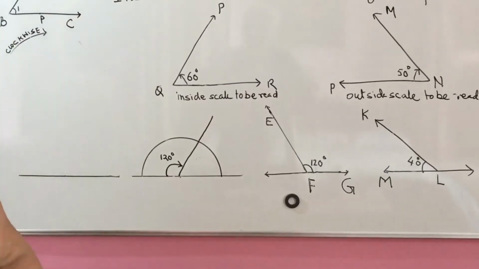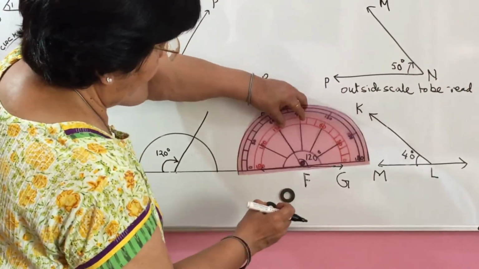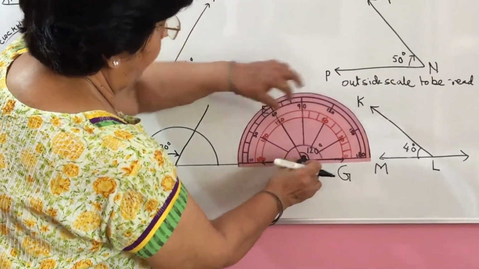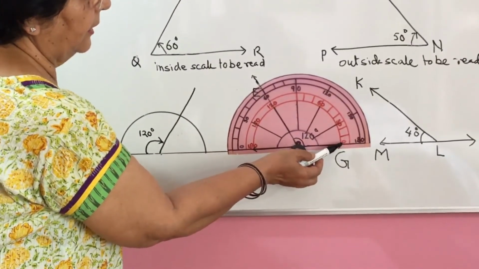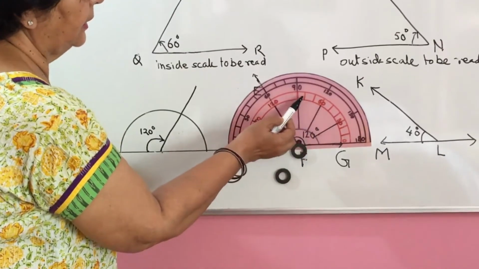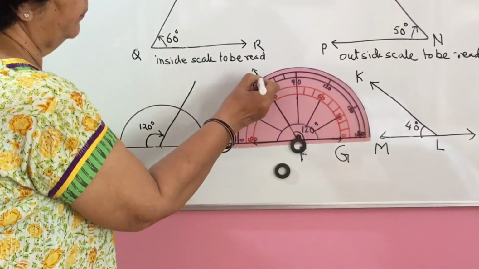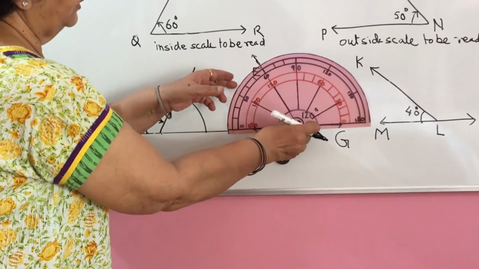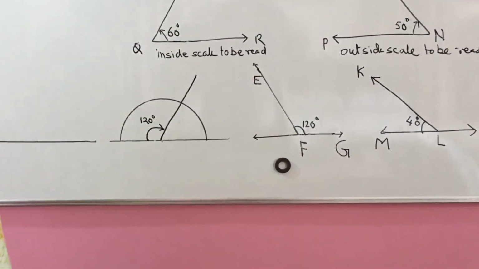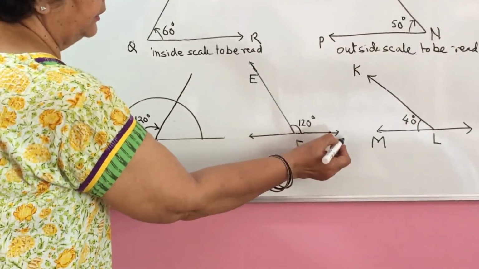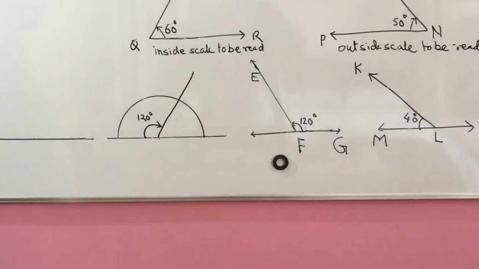The same angle can be drawn using the inside scale. I place the protractor here, and now see, here seeing the inner scale, 0, 30, 60, 90, 120. So I place a point P here and join the point E to the point F. Now here, this angle GFE is equal to 120 degrees.